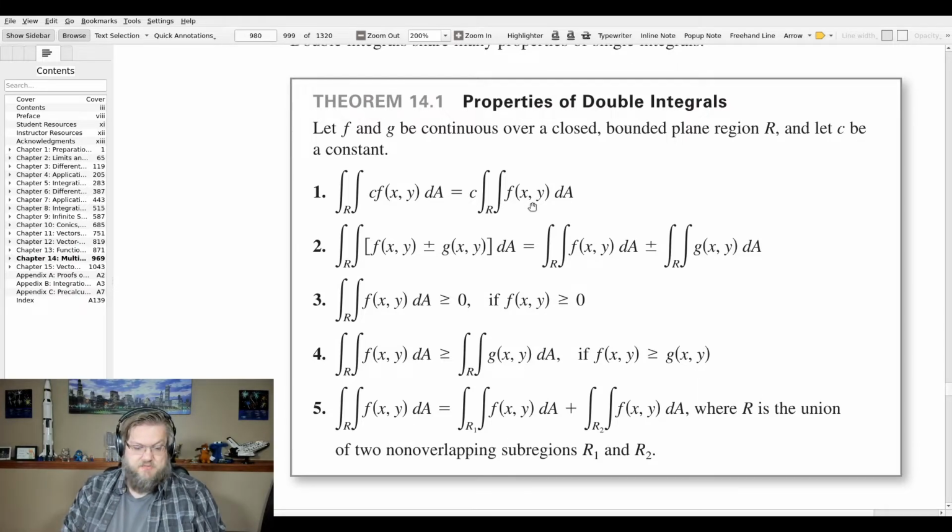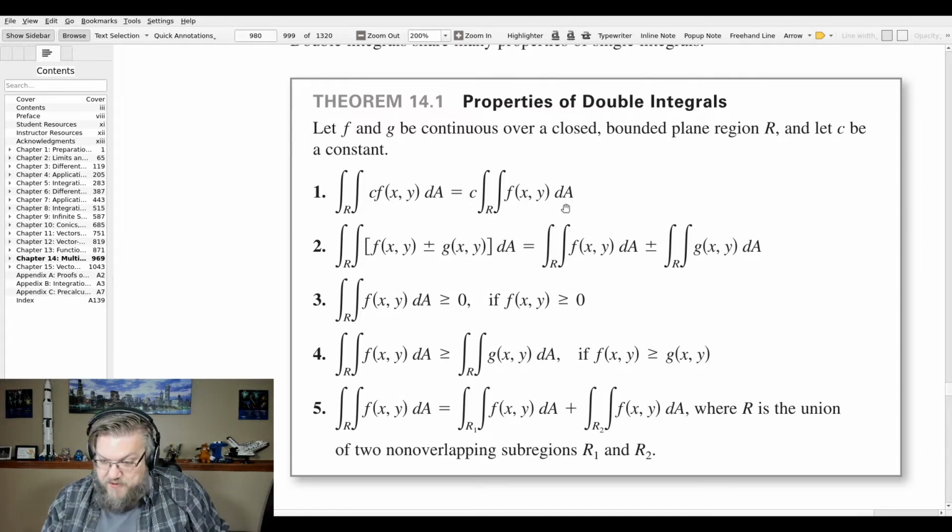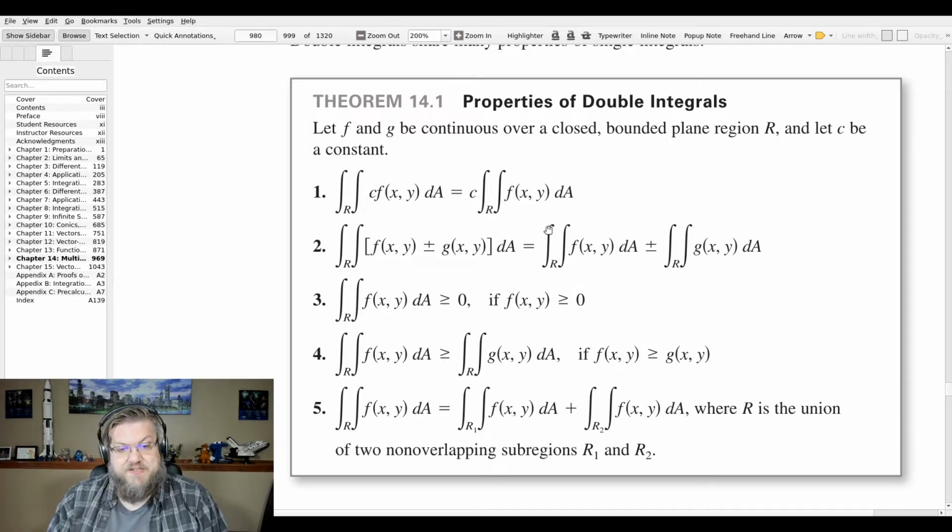Well, you'll notice that it shares properties that the single variable integral has. For instance, it's going to be really helpful on this list of things to think of this as a volume, volume under a surface. And so what this first property is saying is that constants can be pulled out in front of both integrals, like that.